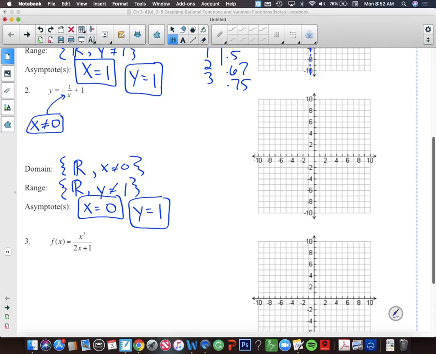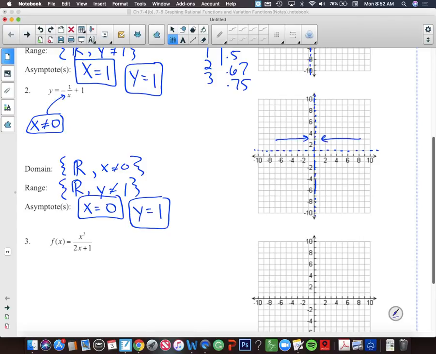And then let's graph those asymptotes. We got an x equals 0, I said. Okay, that's just the axis there. We got a y equals 1. So it's going to look fairly similar to the last one. So remember, we need points close to this asymptote again.